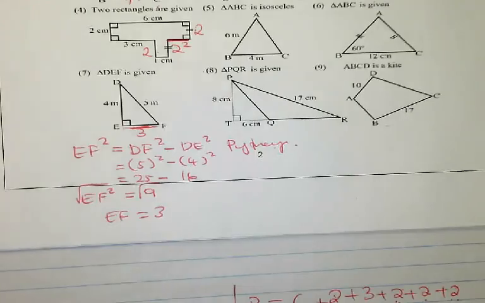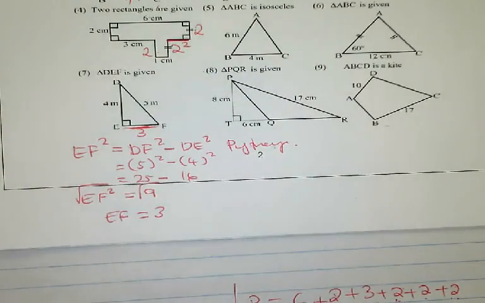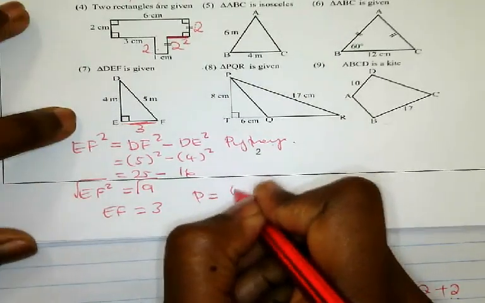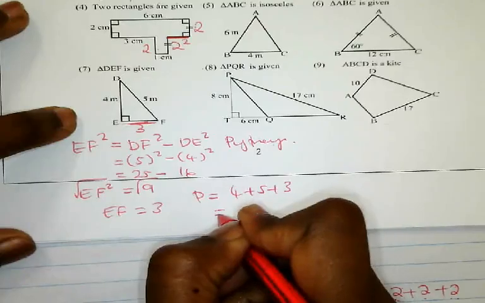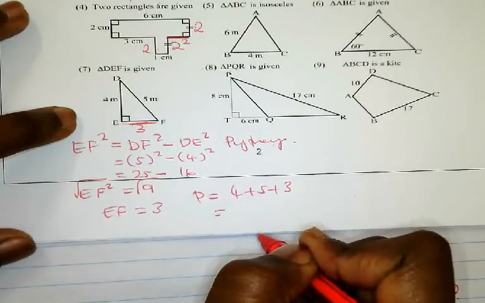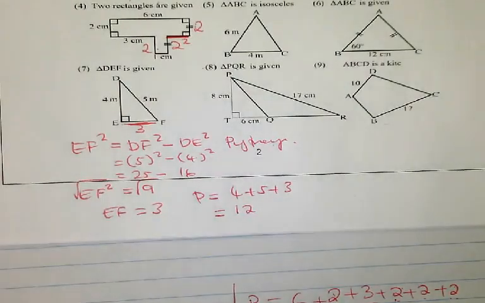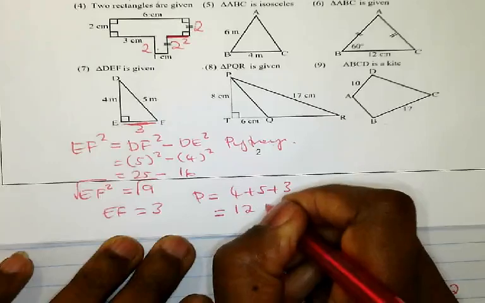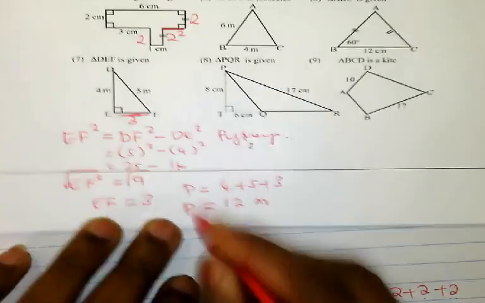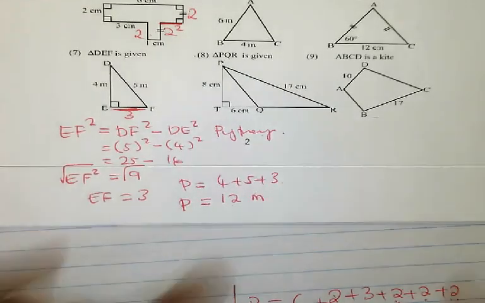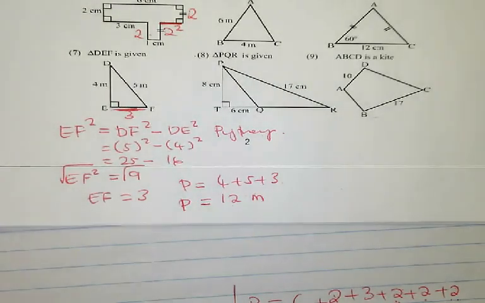Have we answered the question? Not yet. We still need to say the perimeter is 4 plus 5 plus 3, which is how much? 9 plus 3 is 12 centimeters. We still need to add all the sides. So I was doing this to get the missing side. Such a question can be worth 4 marks because they want you to realize that before you find the perimeter, you need to find the missing sides.